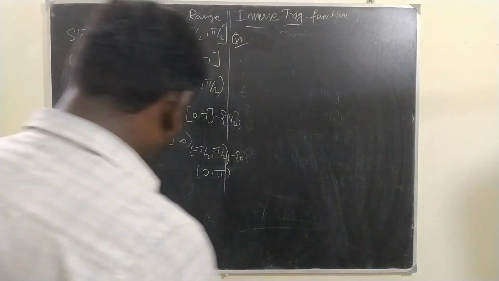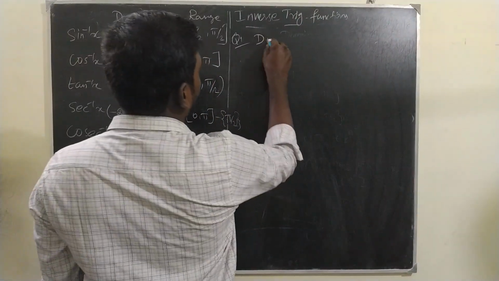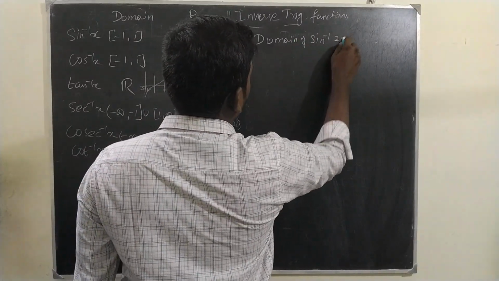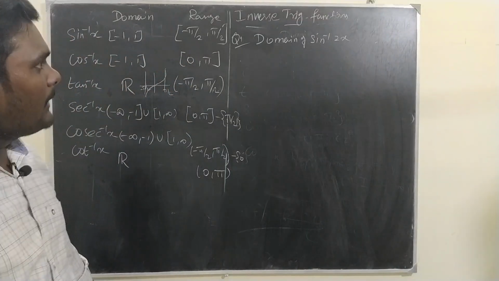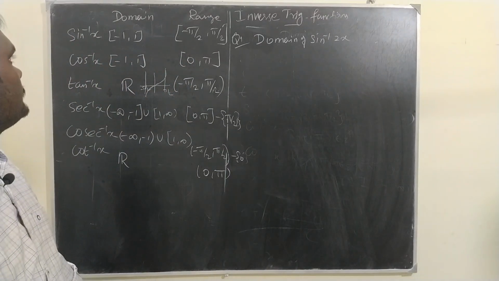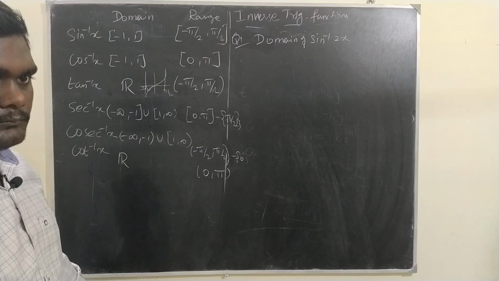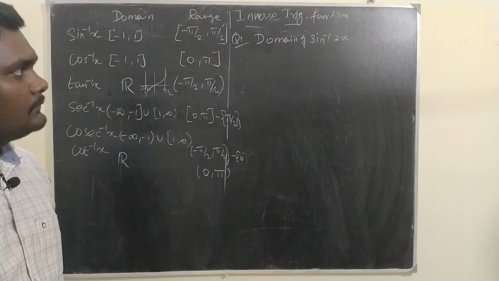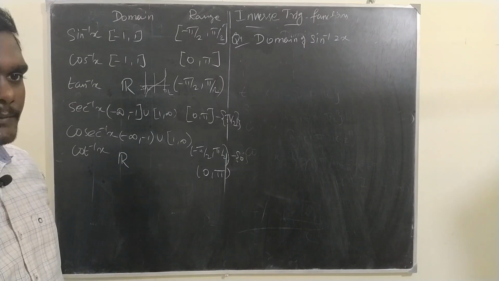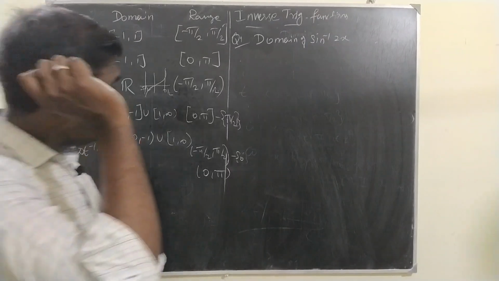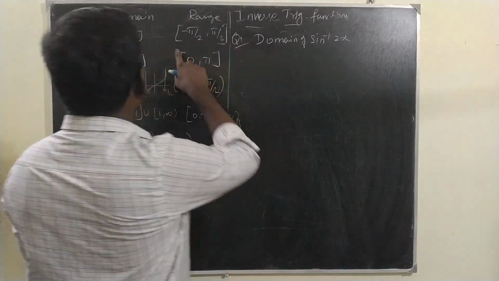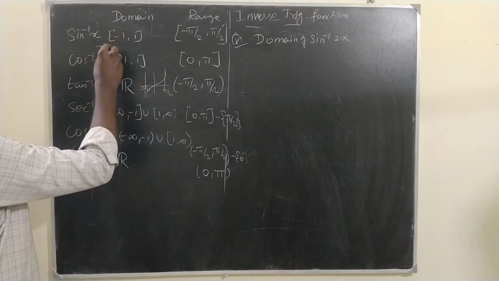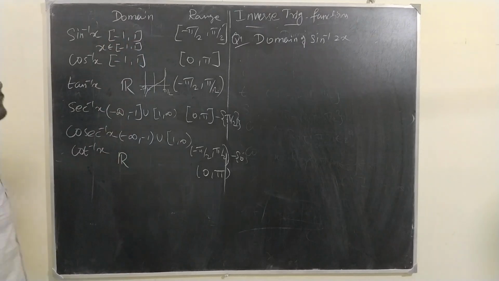The first question states: domain of sine inverse of 2x. What is the domain of sine inverse of x? Minus 1 comma 1. So that means sine inverse of x has the domain minus 1 comma 1, which means that x belongs to minus 1 comma 1.